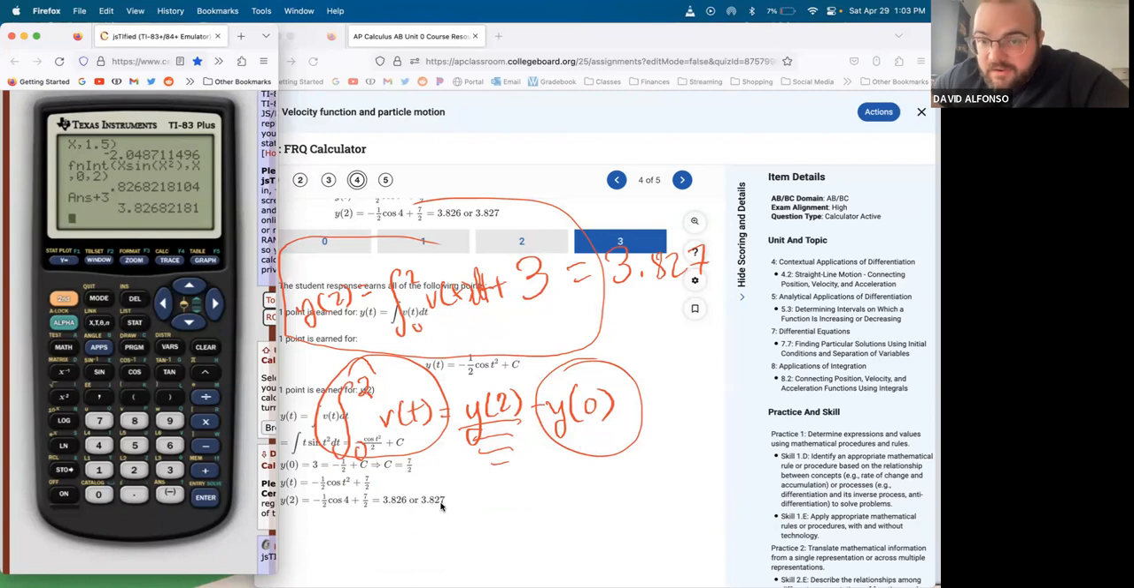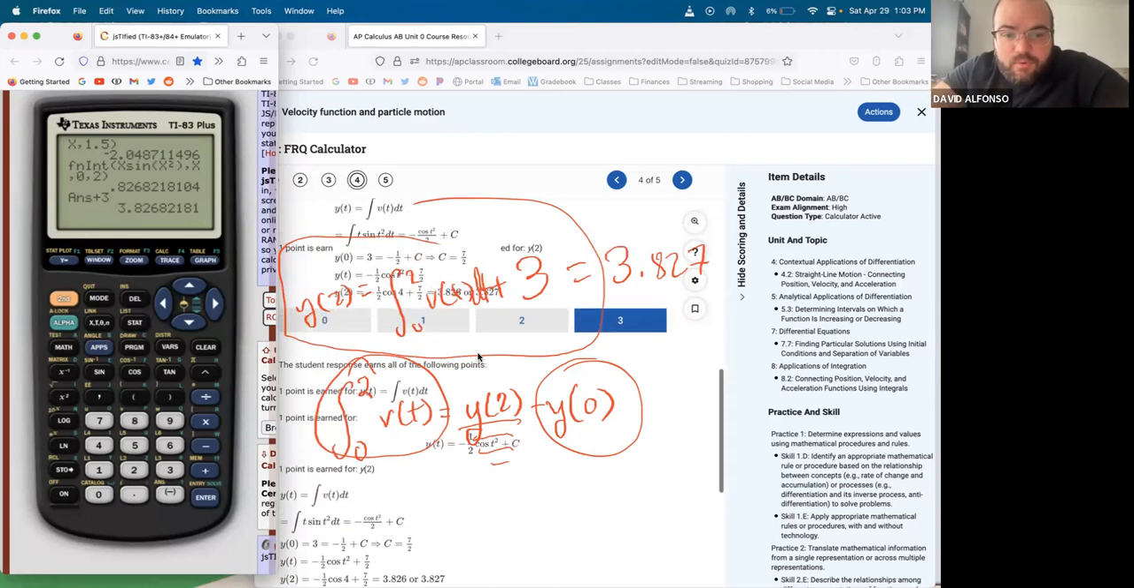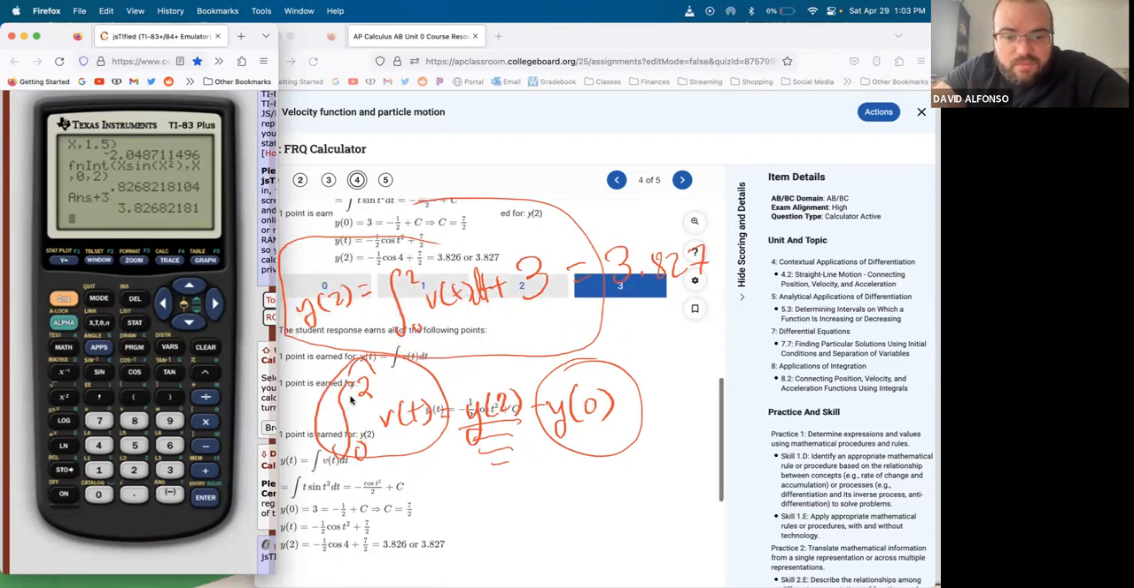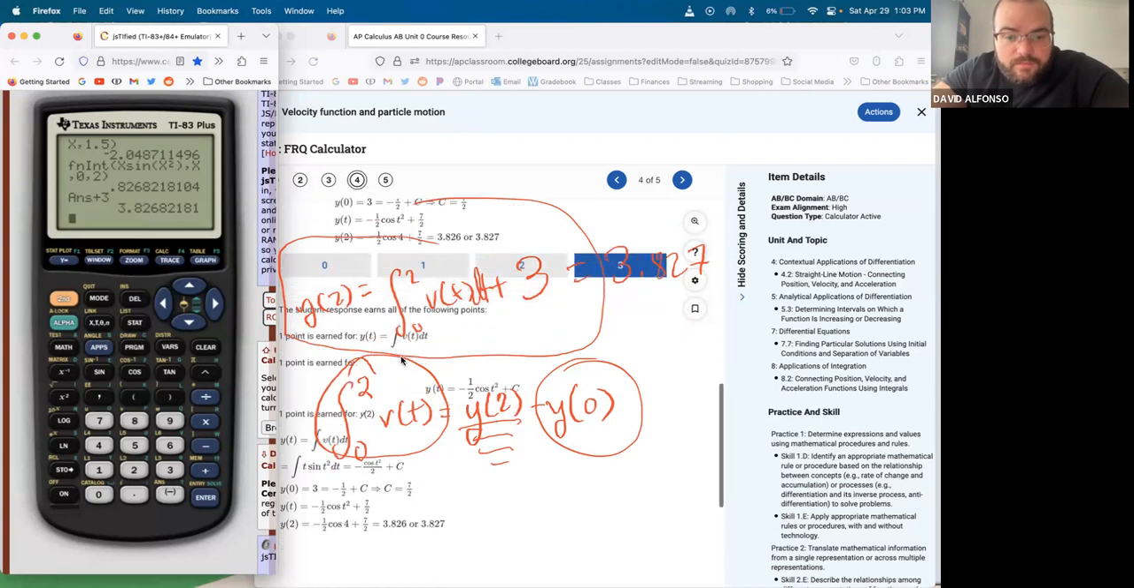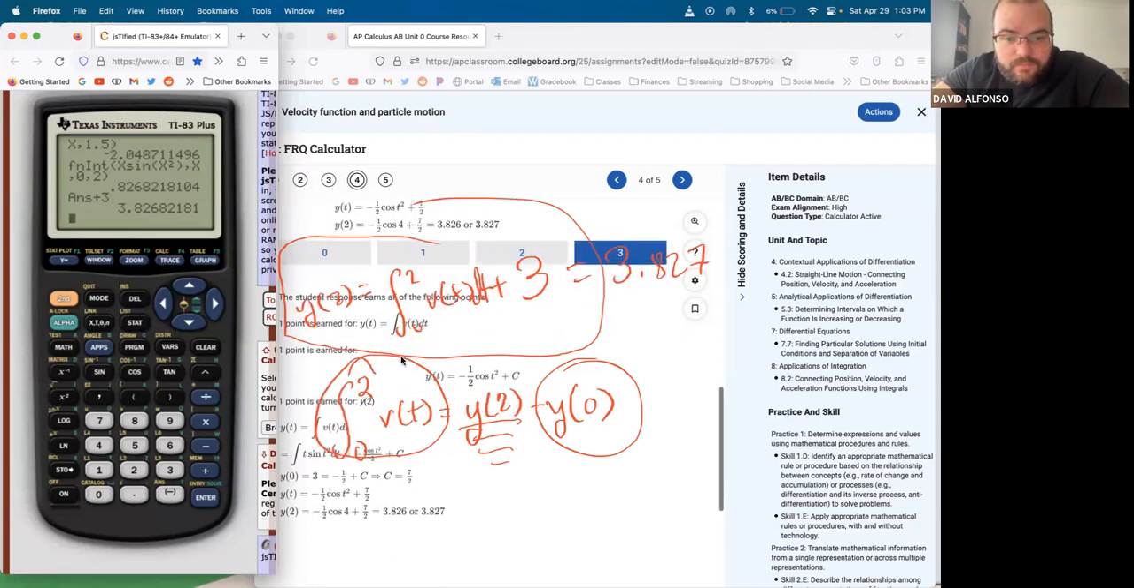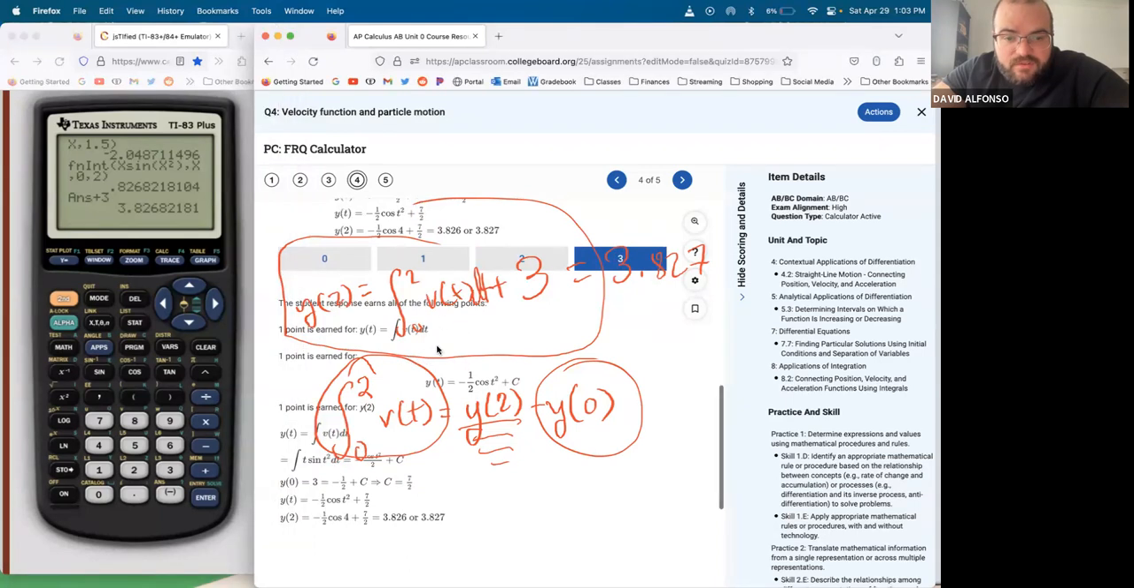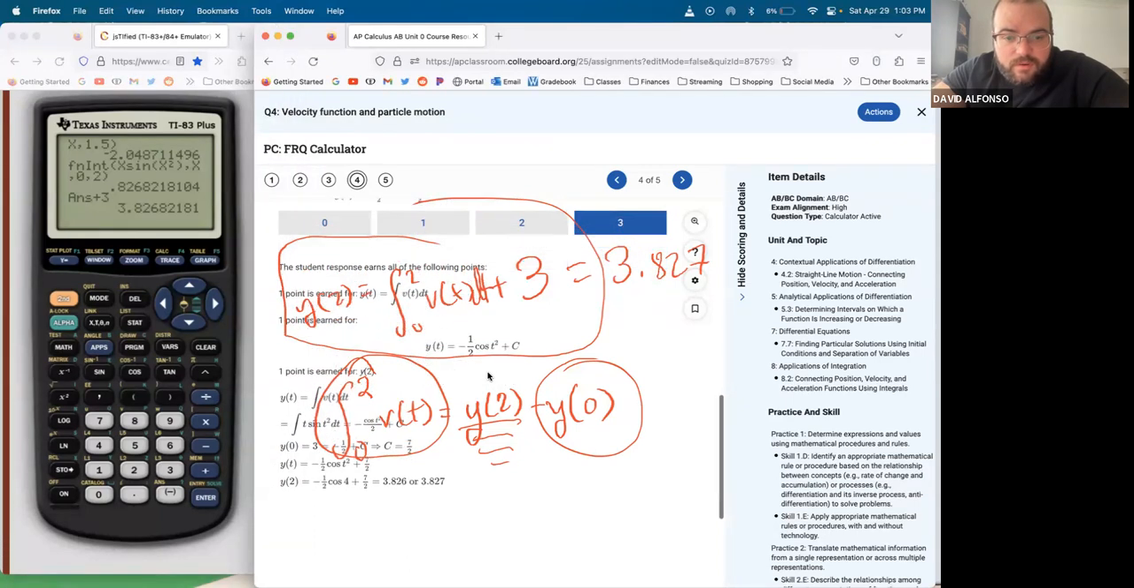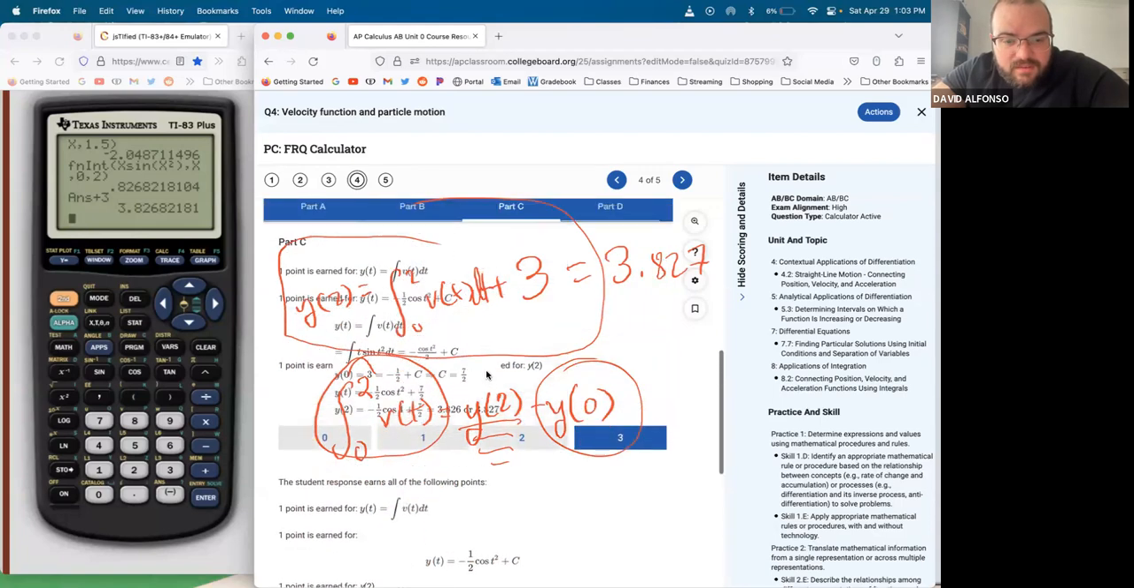If this was a non-calculator section problem, that's a different story. You will have to actually find the antiderivative, do u sub, solve for c. That's a different story, but because this is a calculator section, you did not have to do any of that. I don't understand why, but notice they're not even giving points for u sub. You only get 2 points, 3 points. 1 earned, I guess, for doing an integral, 1 point earned for what?